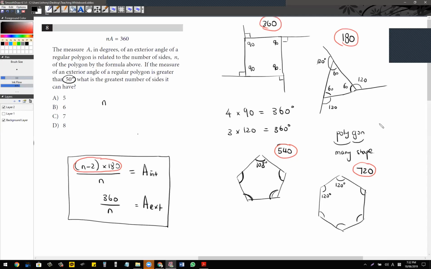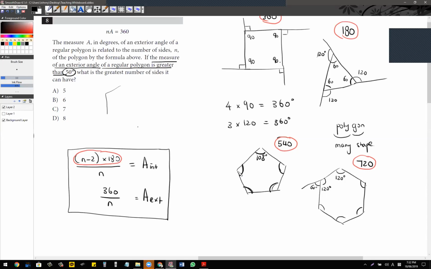Now, let's go back to this question. So it says that whatever polygon you have, you can see that what's the exterior angle here? 60, isn't it? So that's still greater than 50, right? So it says that measure of an exterior angle of a regular polygon is greater than 50. So this is greater than 50 here. This one is 180 minus 108, which is 72.